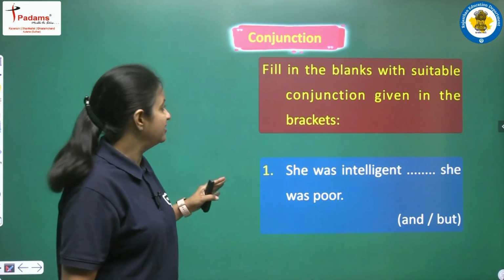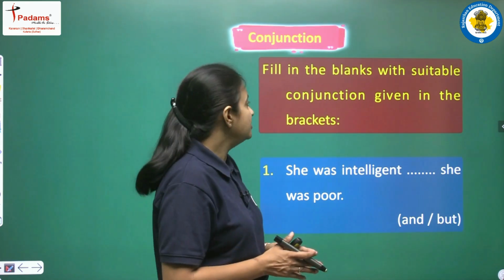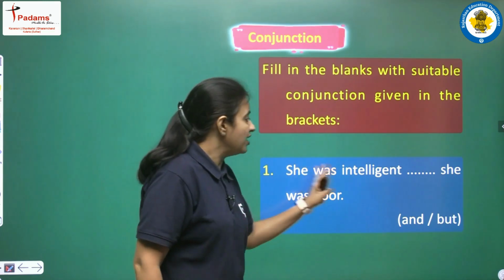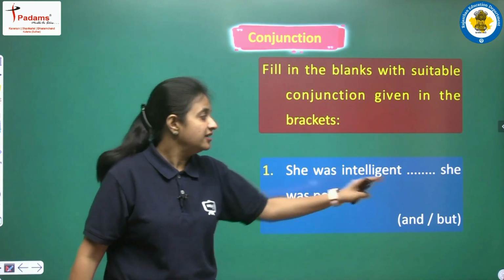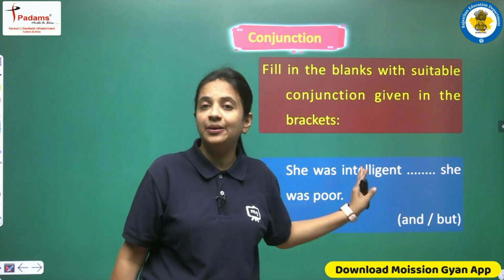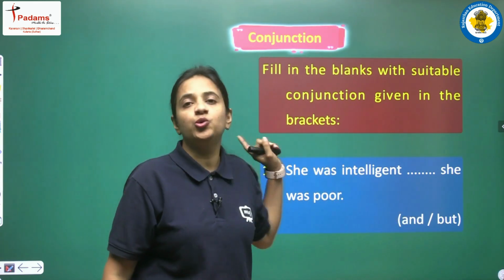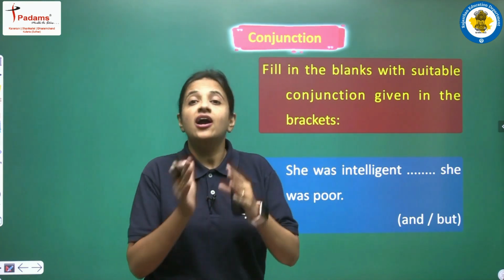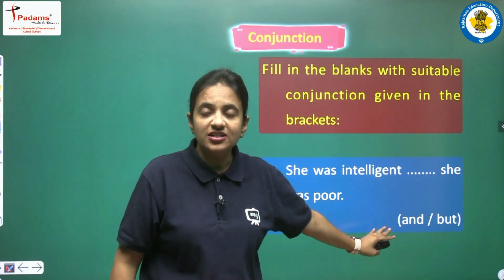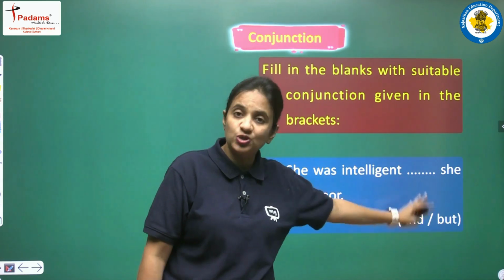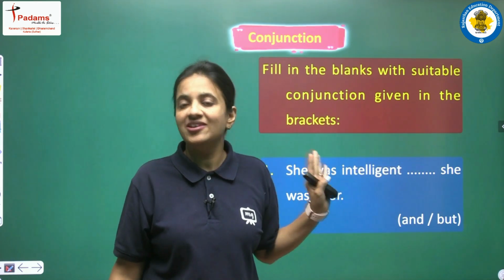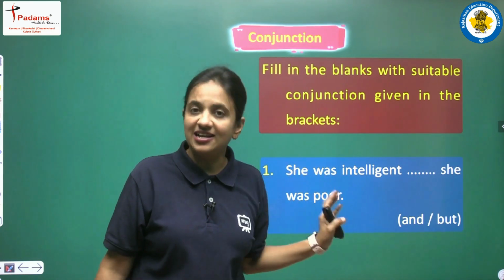We have one question here in front of us. First of all, let's read the question. Fill in the blanks with suitable conjunction given in the brackets. So what we have to do: we have some sentences, in these sentences we have blanks, and we have some options here in the brackets. First we have to read the sentence very carefully, then according to the sentence structure, we have to choose the most appropriate conjunction and write it here to fill the blank, or complete the sentence. This is the task that we have to do.